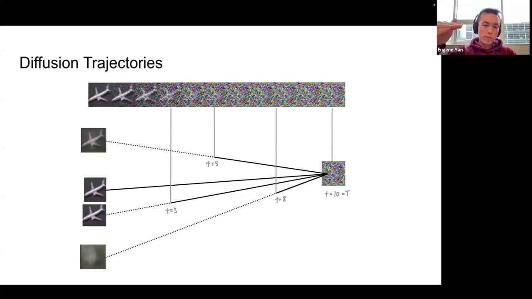I see. So each trajectory at T8, T5, T3, they each try to optimize as much as they can, and therefore they arrive at different points. That's the intuition. Thank you.